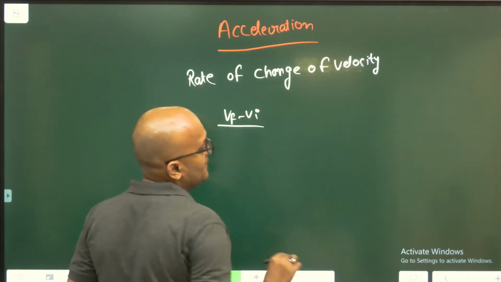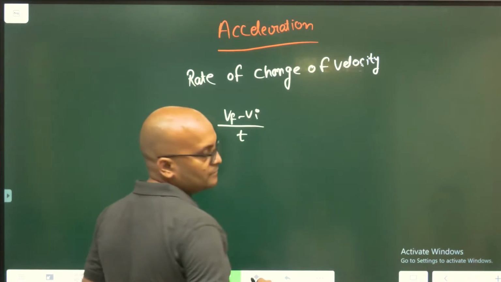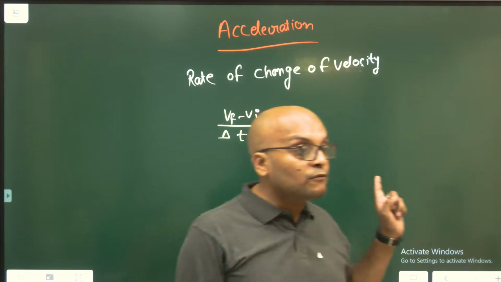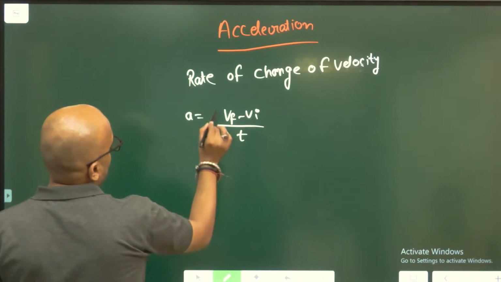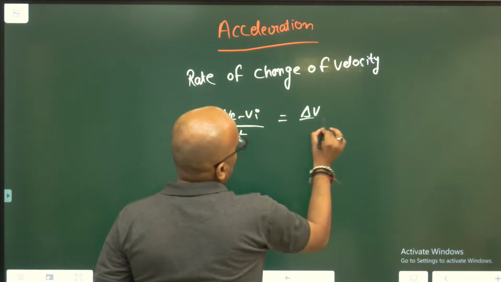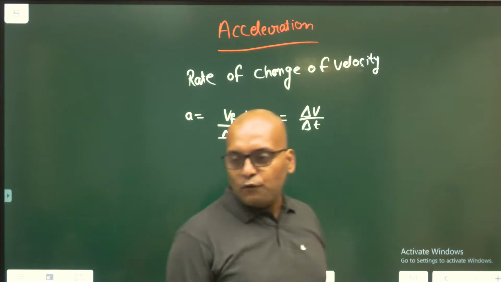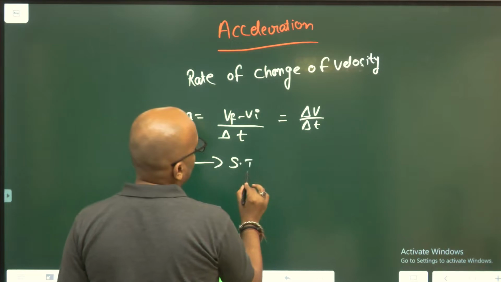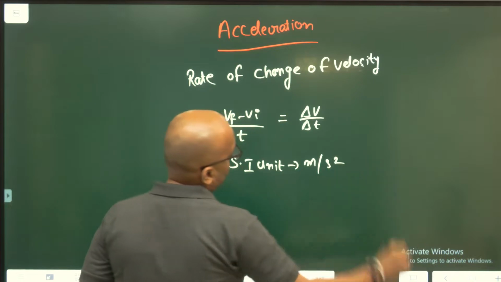And it is saying rate, that means divided by time. So delta T. Delta is the symbol for change. Okay, that's what acceleration is. So you can say delta V upon delta T is acceleration. What's the unit of it? SI unit? Meter per second square. Okay.